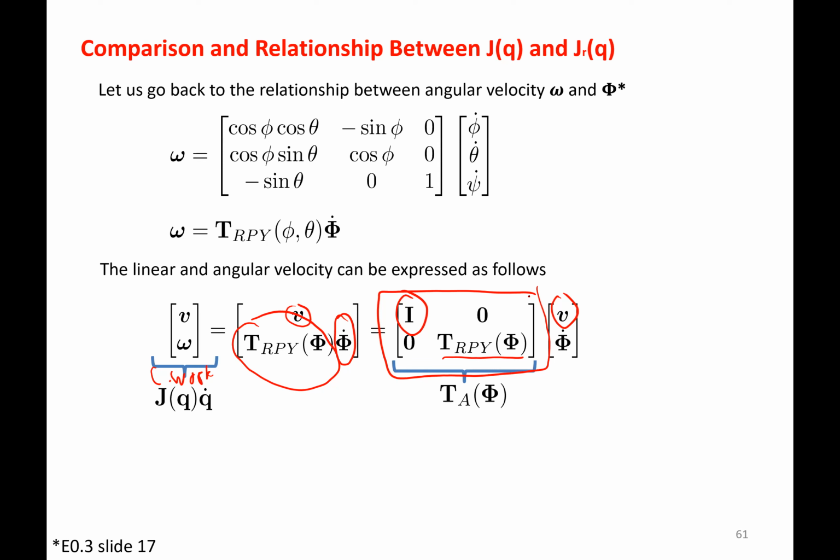We call this TA, which is just a transformation matrix that maps from the geometric Jacobian to the analytical Jacobian, which is what I'm showing here. Sorry, the other way around: you map the analytical Jacobian to the geometric Jacobian. And this is made out of this matrix, which is easy to compute from this relationship between the angular velocity and the rate of change of the Euler angles.